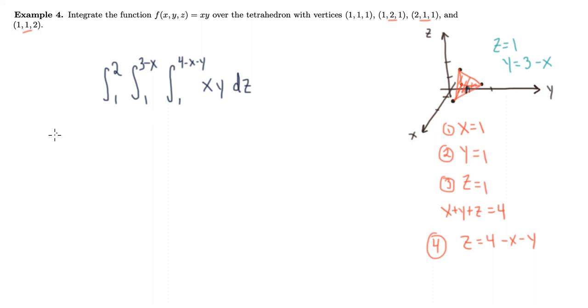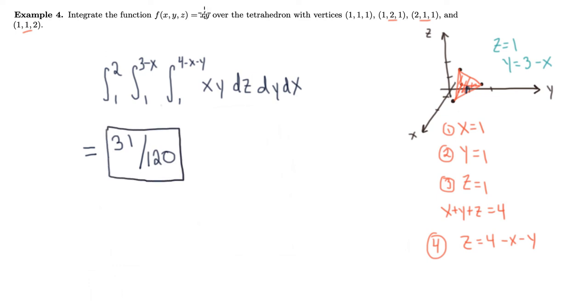All right, so now we're ready to just actually integrate this function. So the inner integral, I just want to take an antiderivative with respect to z. Okay, so now that I have this triple integral set up, I'm actually just going to plug it into a computer algebra system at this point because it gets a little bit messy. But what we see is that the final answer is 31 divided by 120. And that's the integral of this function xy over this tetrahedral region that we have described here.